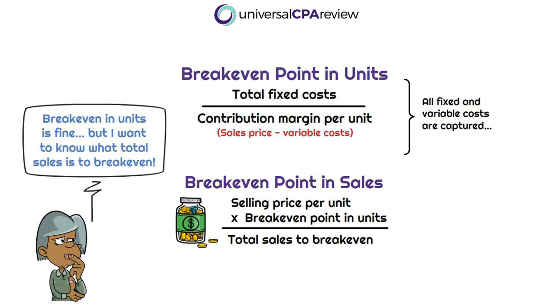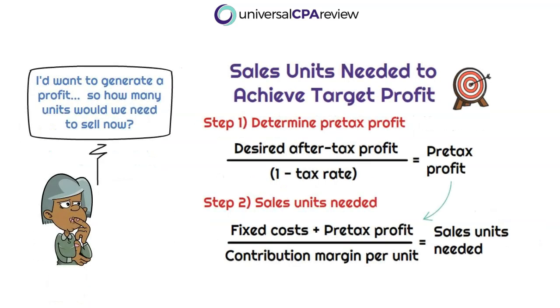So we're going to need both pieces of information there, but oftentimes they won't give you the break-even point in units, so you would have to calculate that first. And remember, you can't just compare sales to fixed costs, because we would be excluding the variable costs, which were part of that contribution margin per unit. So that covers break-even point.